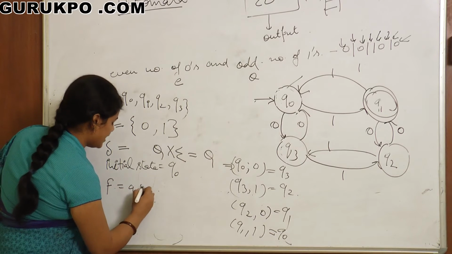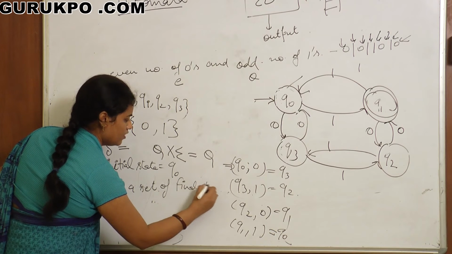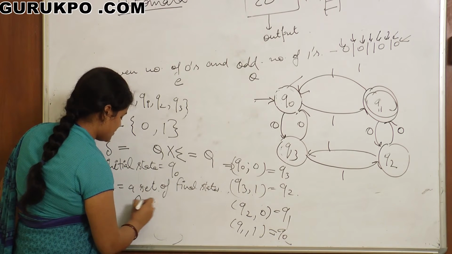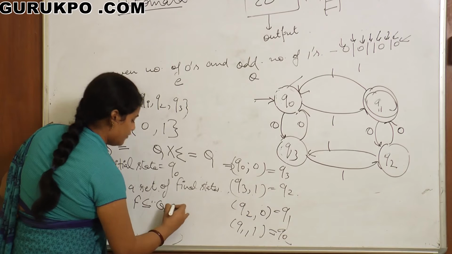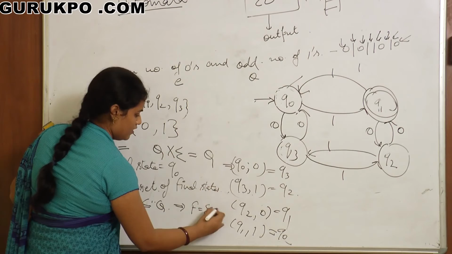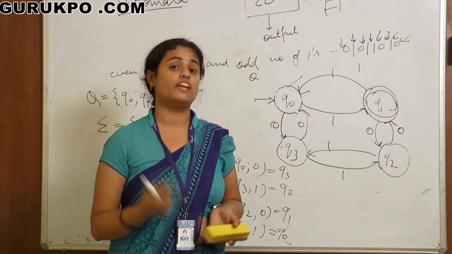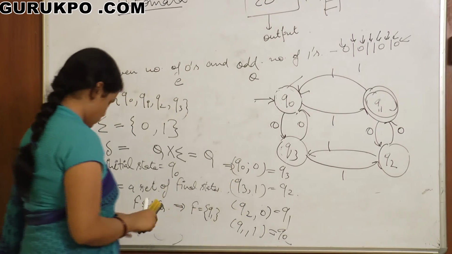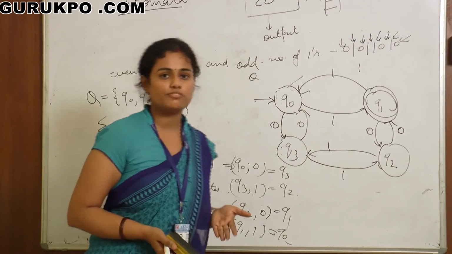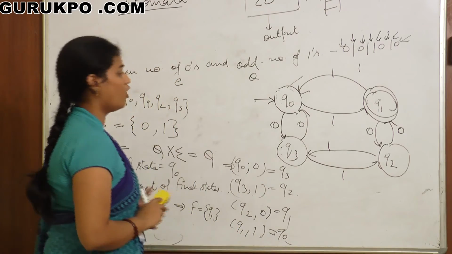F is a set of final states. F is a subset of Q. For this case, F is equal to Q1. For any automata, there can be more than one final state. That is why we are saying F is a set of final states. Any automata can contain more than one final state. This is all about automata.